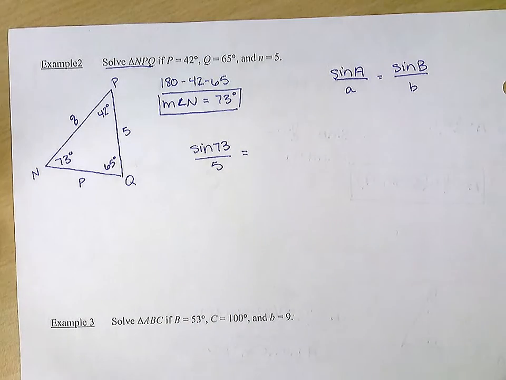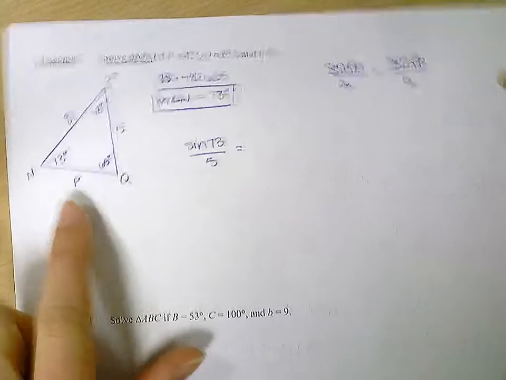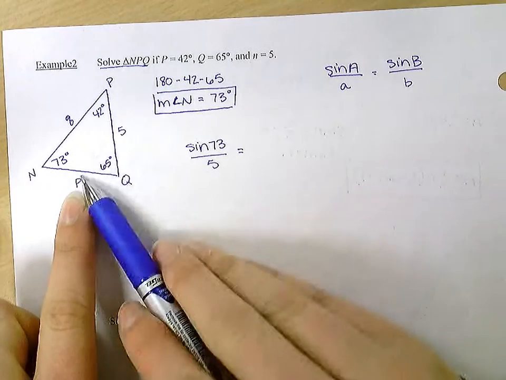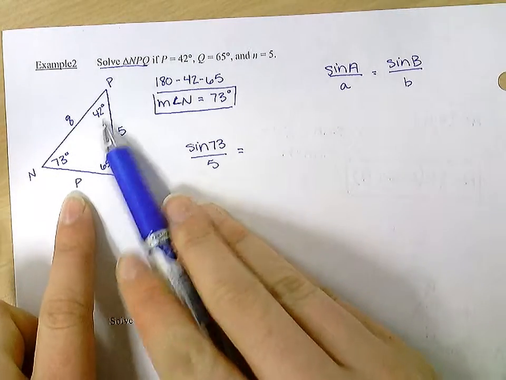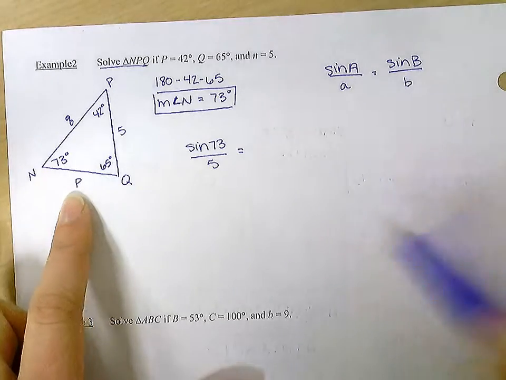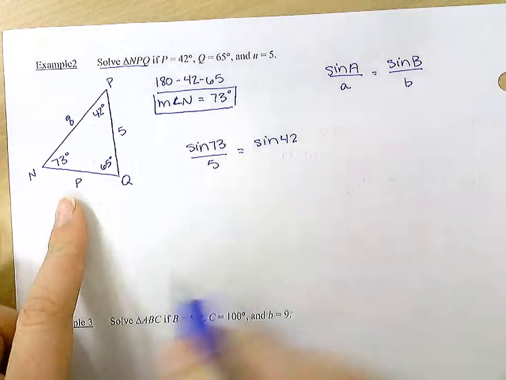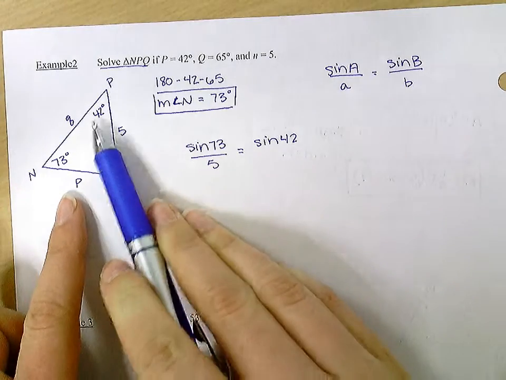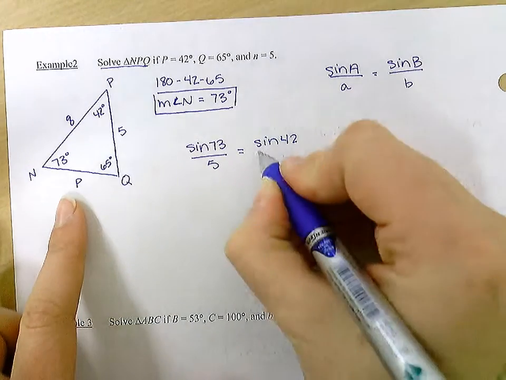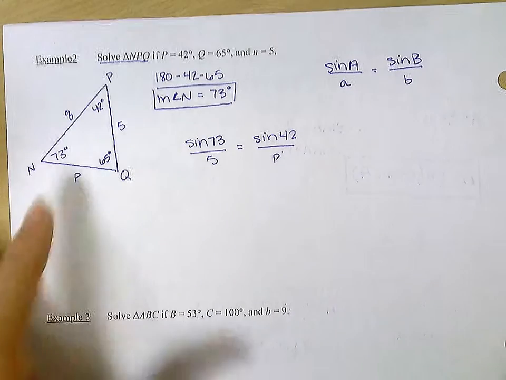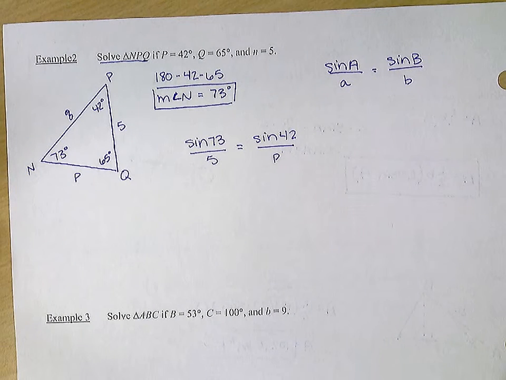Okay, now that's equal to sine of another angle. So which side do you want to find first? P or Q? P? Okay, so we'll solve for side P first. That means I need to use angle P in my law of sines here. So I would say this is sine of 42, since I'm going from that angle. And it has to go over its opposite side, which is P. So that's the variable that I want to solve for.